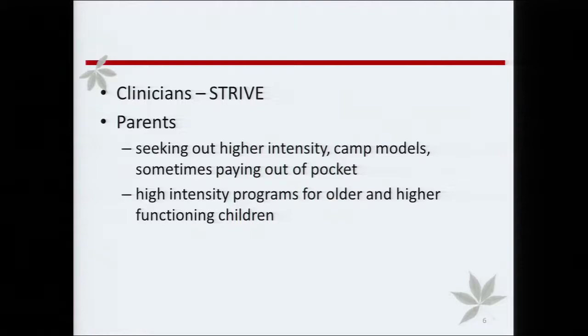But then we also found at the same time in conversations with parents that a lot of parents are seeking out higher intensity models. They're sending their kids to camp just to work on motor skills, where they might be working on motor skills every day for 6 weeks. And we also found that sometimes parents are paying for these things out of pocket, and they might not be available in the clinic. We also found when we looked at our clinical programs that there were higher intensity programs for older children or children who were able to do things like sports, but not for younger children or children who were less mobile.